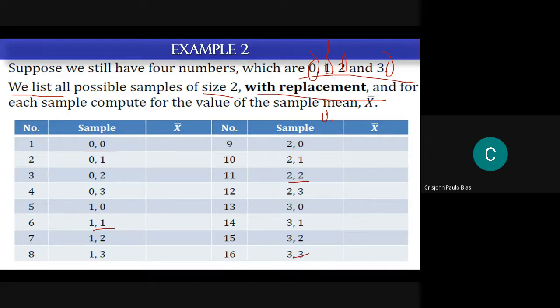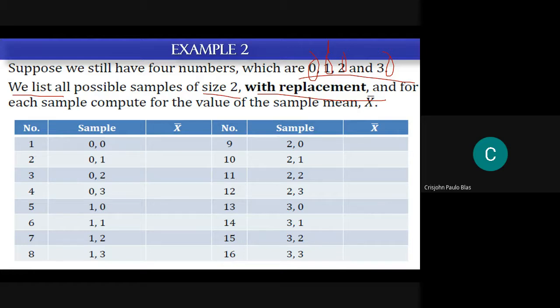The numbers are repeated. When we say without replacement, these pairs, 0, 0, 1, 1, 2, 2, and 3, 3, we remove them. They are not included. Nakuha po? When you do this, with replacement or without replacement, it's easy, just do 4 times 4, that is 16 outcomes.